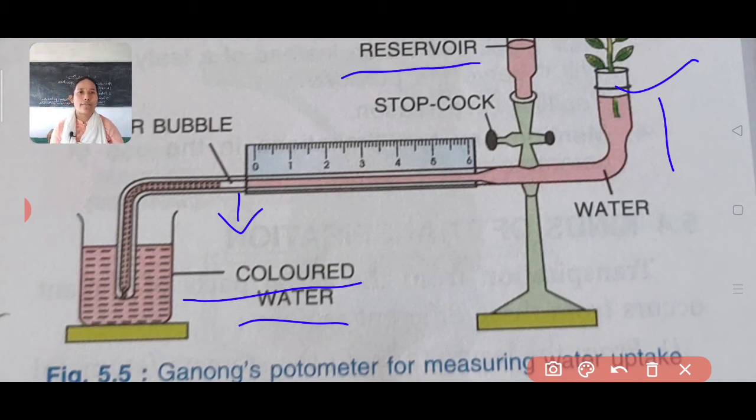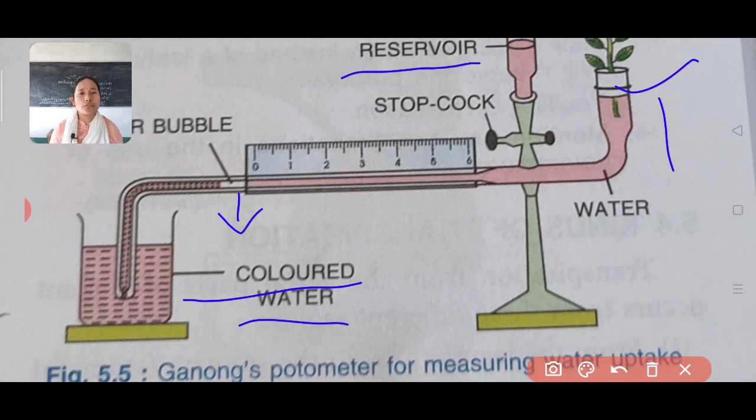Now why do you think this reservoir is present? Reservoir means you have an extra amount of water there and you have a stopcock. That means according to your convenience you can release the water and then you can close it. It works according to your convenience. If you want to place this air bubble back to its initial state, then what will you do? Through this reservoir you will release the water and it will again come back to its initial state.